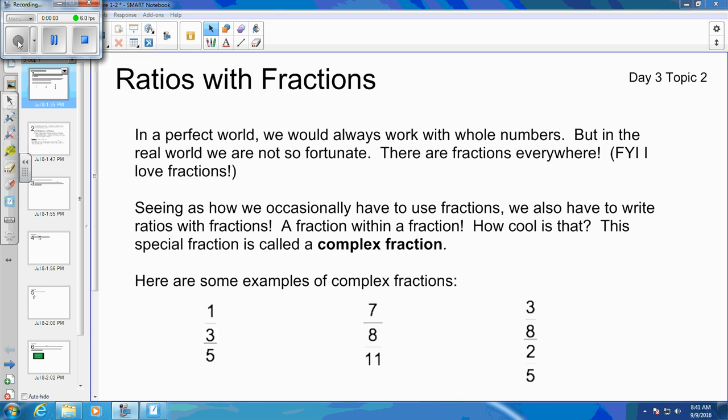Welcome to Ratios with Fractions. This is our third day of flipped lessons and our second topic. In a perfect world, we would always work with whole numbers. However, we know we are not always that fortunate.